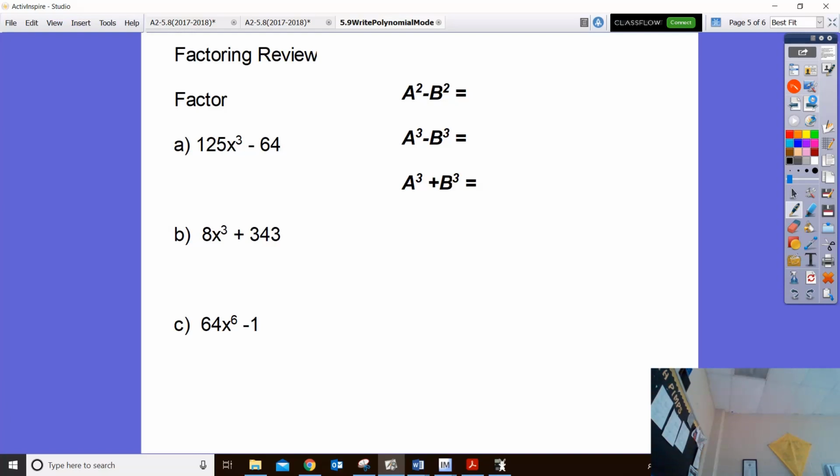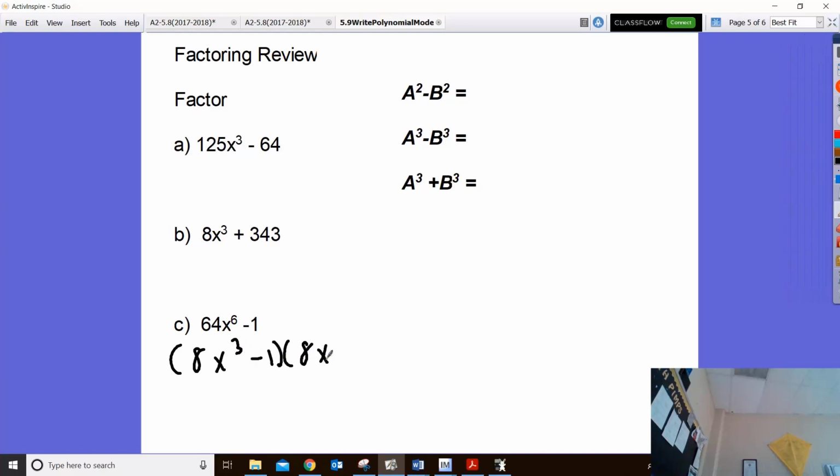I usually do problems like this with difference of 2 squares first. That'd be 8x cubed minus 1 times 8x cubed plus 1. Because 8 times 8 is 64, and x cubed times x cubed is x to the 6th. And then you'll see your difference of 2 cubes, and also a sum of 2 cubes. See this guy right here, 8x cubed minus 1 and 8x cubed plus 1. You have an a cubed minus b cubed, and you have an a cubed plus b cubed. You just have to realize what you're cubing.